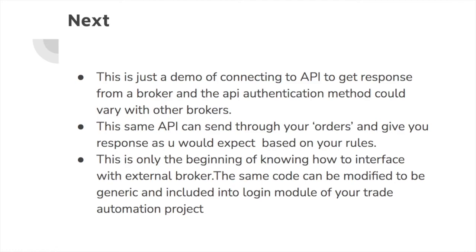But the first step would be for the user to be authenticated by the API. For that, you need an API app to be created. For the API app, you should first of all have an account. Once you have an account, you can log into the API app, create an app there, give the app's credentials, generate the auth token, generate the auth code, and then the final code that you get, you put it into the API call, and then whichever of the API calls you want, you can connect. So this is only the beginning of knowing how to interface with an external broker.